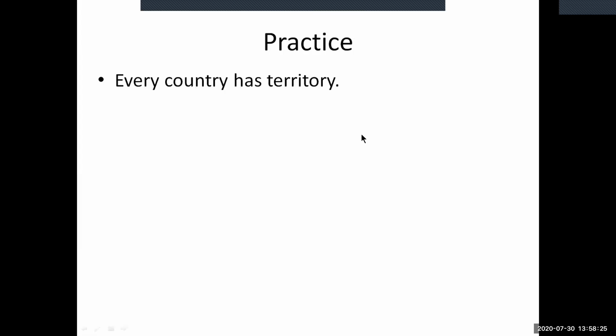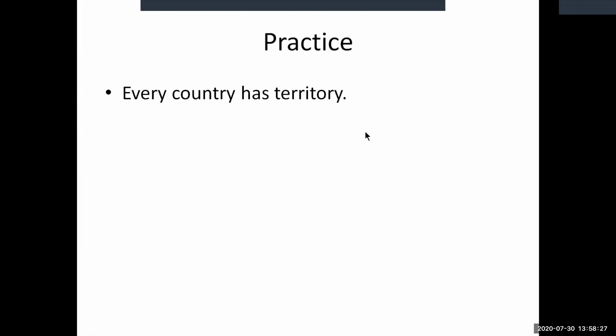Here are some practice sentences for you to solve at home in your homework copy. So every country has territory. The word every is to be replaced by there is no country. And then to make the sentence negative, we'll have to follow what I said: has to be replaced by without.